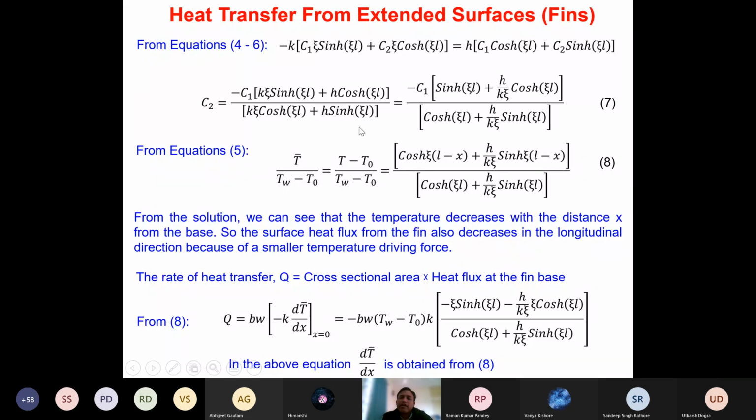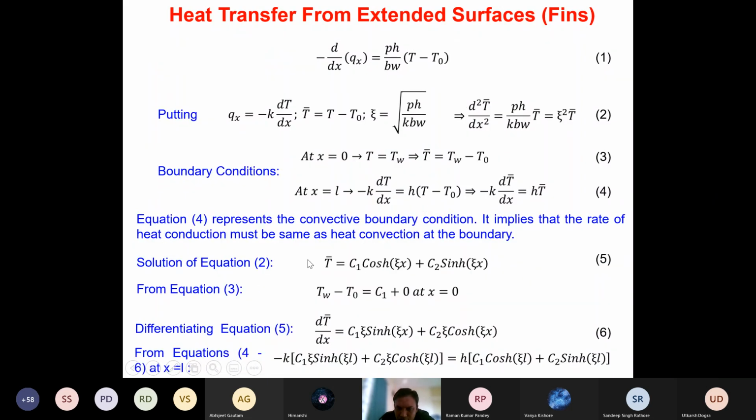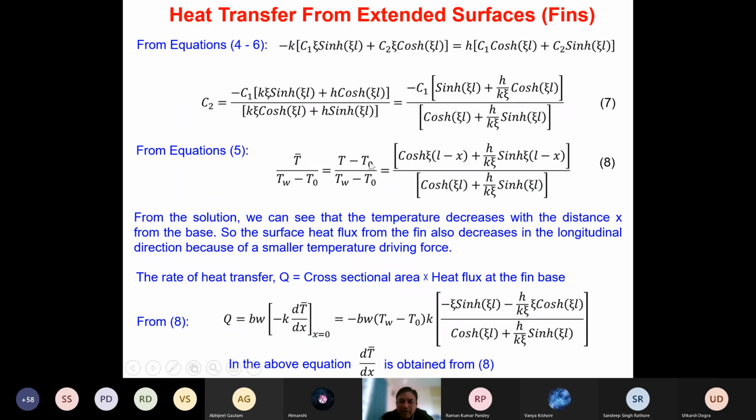Now again, if you rearrange this equation by dividing by k zeta, what we get is minus C1 into sine hyperbolic zeta L plus h by k zeta cos hyperbolic zeta L, divided by cos hyperbolic zeta L plus h by k zeta sine hyperbolic zeta L. So this is what we have obtained as C2 just by rearranging this equation. Now this C2 and C1 both we can put in this original equation. Remember C1 we have obtained. So C1 we can put it here, and also we can put the C2 here, and then we can rearrange the equation.